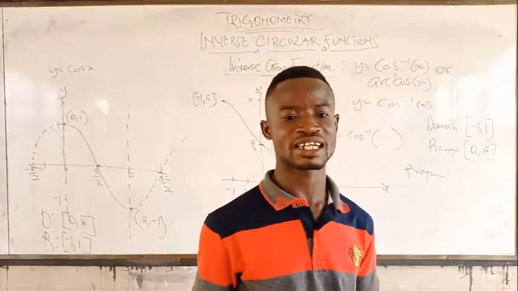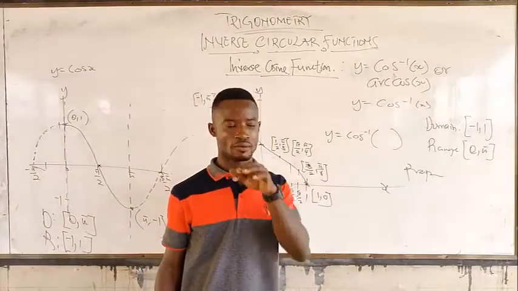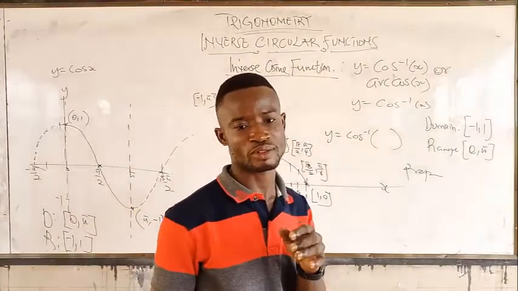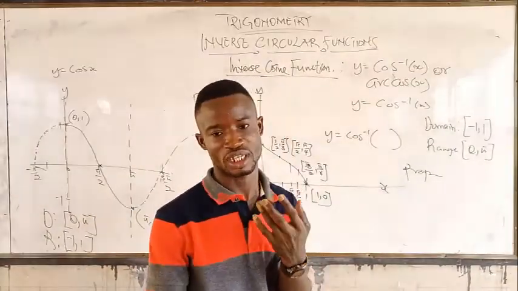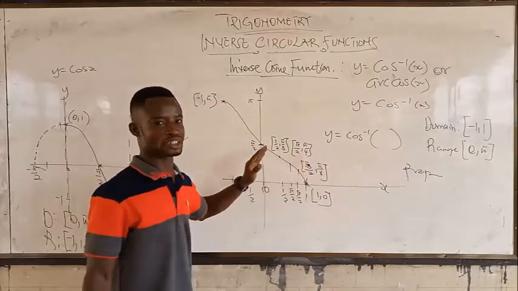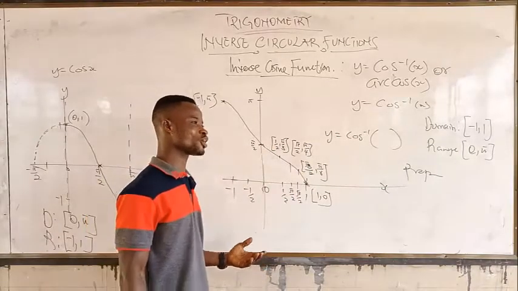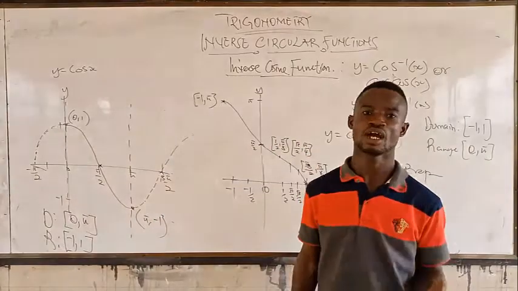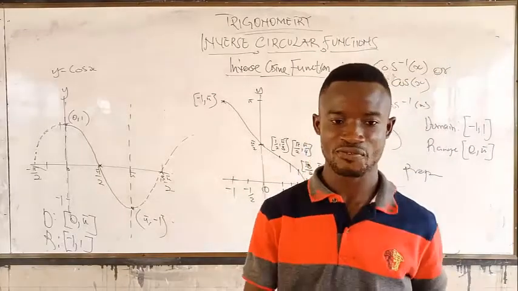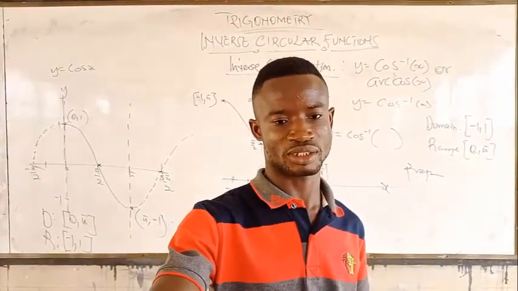Last one. Its graph is not symmetric with respect to the y-axis or the origin. And since it's not symmetric with respect to the origin, it will not be an odd function, and it is not an even function either. Alright. So this is going to be a given function.